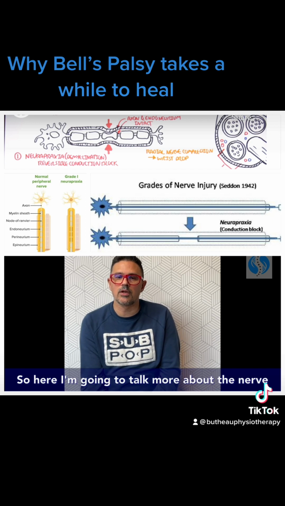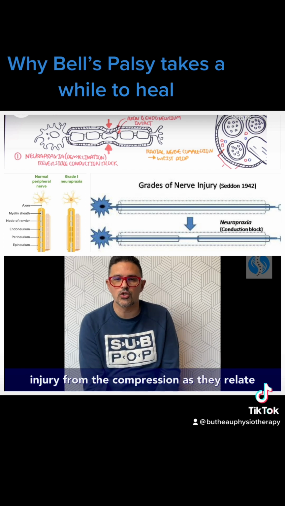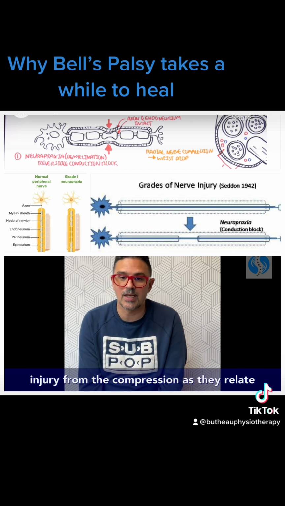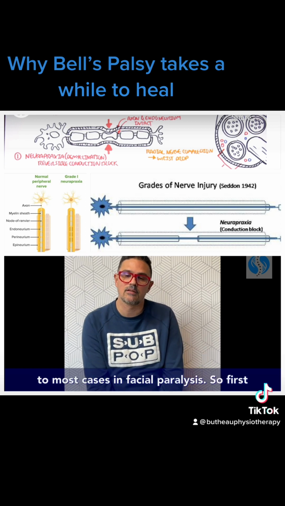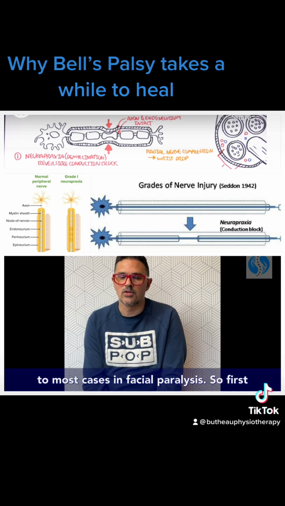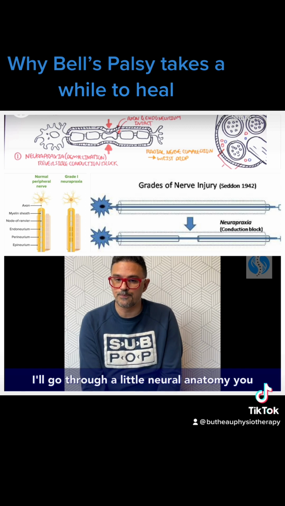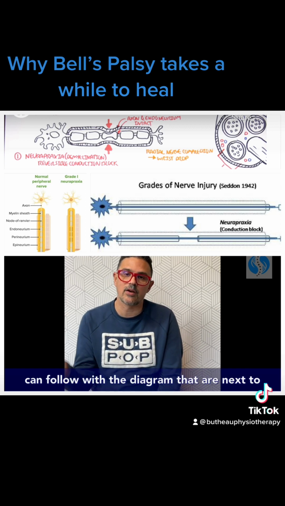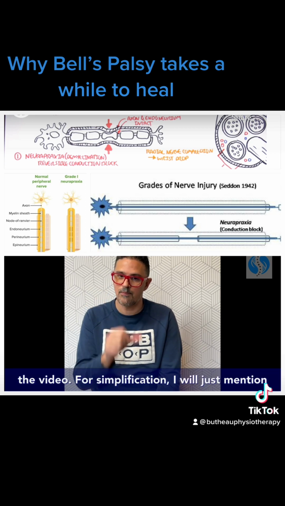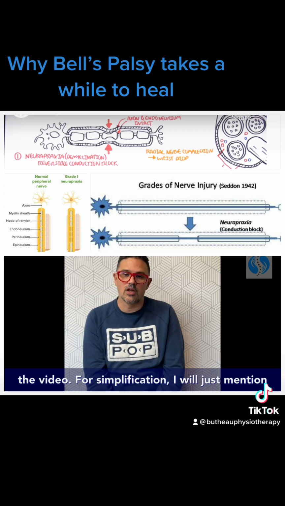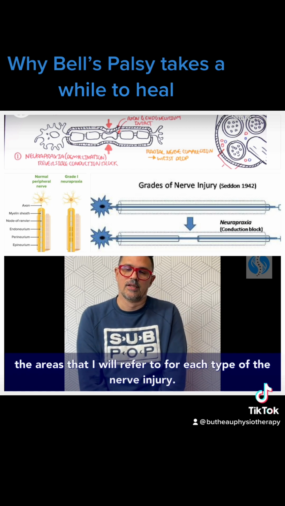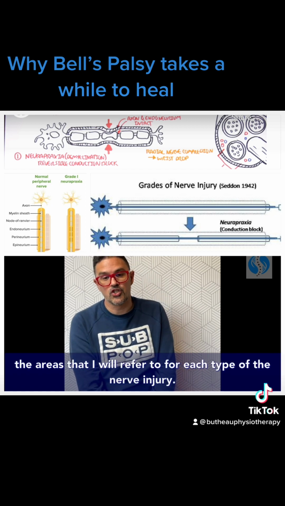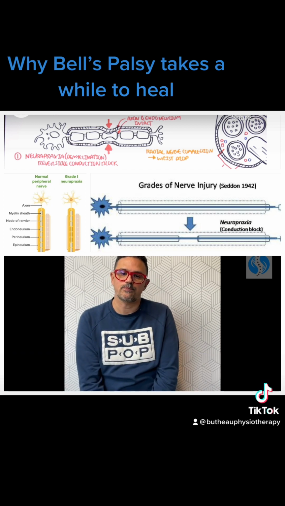So here I'm going to talk more about the nerve injury from compression, as it relates to most cases of facial paralysis. First I'll go through a little neural anatomy. You can follow with the diagram next to the video. For simplification, I will just mention the areas that I will refer to for each type of nerve injury.